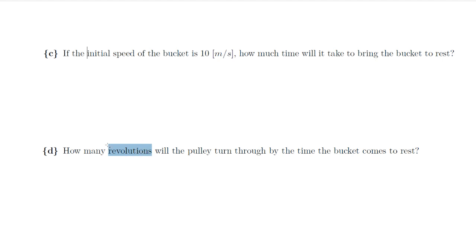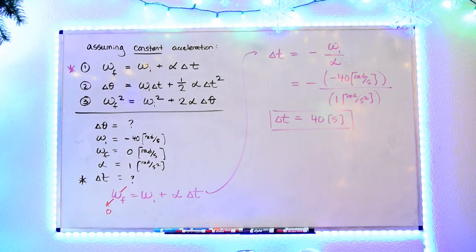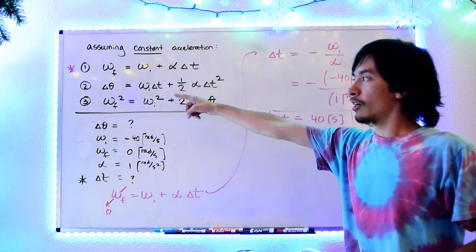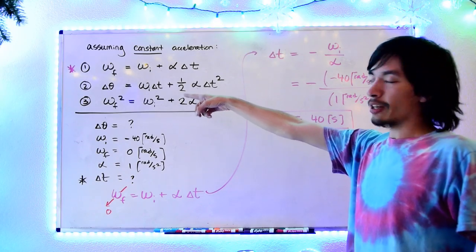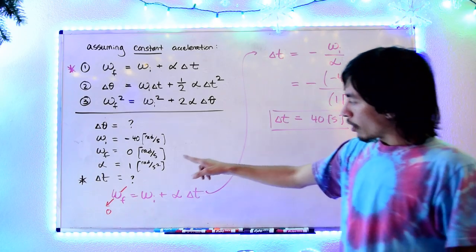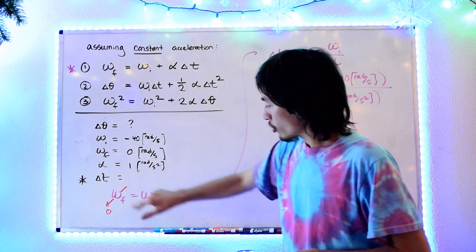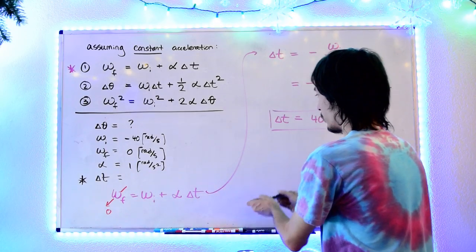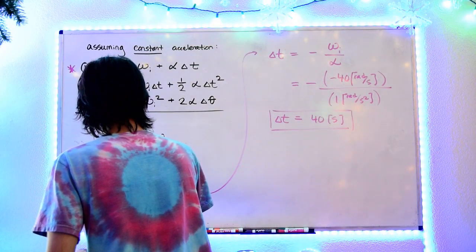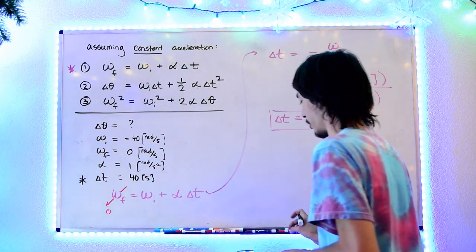So what we're going to need to do is find that angle that it passes through and change it over to revolutions. So here's how we're going to do that. Using our kinematic equations, we're going to solve for the angle delta theta, or the angular displacement that the pulley turns through. Now I'm just going to update this table of information so that now, because I have the delta t, which is 40 seconds, I'm just going to do this problem with 40 seconds as a known value.